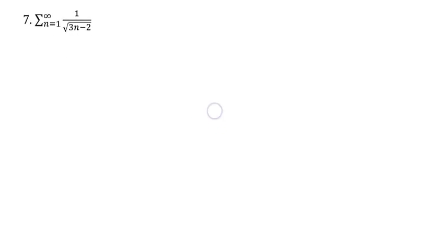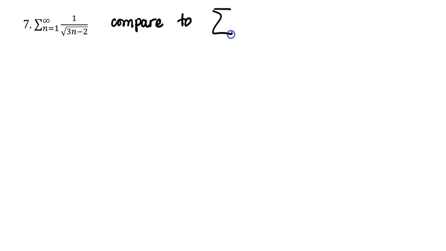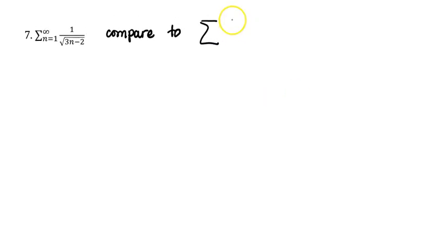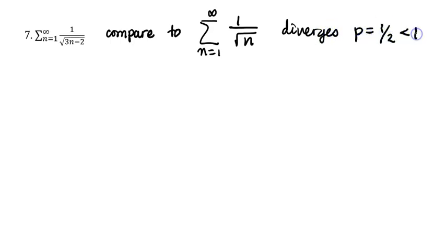In example 7, I want to start off with a good series to compare this with. I am going to compare this to a p series, the p series 1 over the square root of n, which I know diverges because p is equal to 1/2, which is less than 1. And a p series only converges if p is bigger than 1.